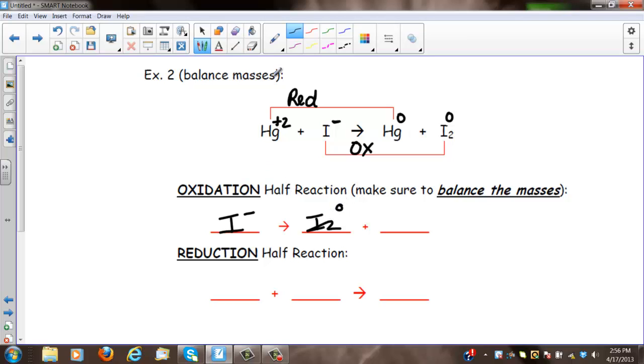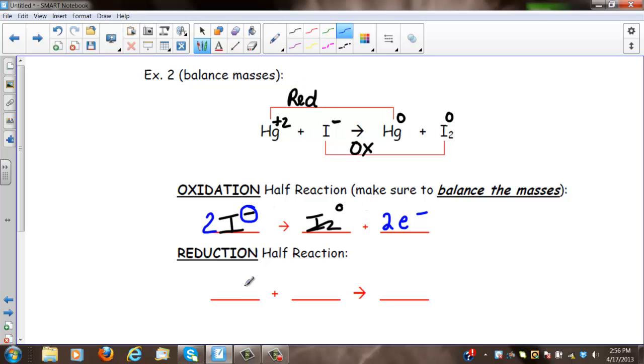The first thing that I must do is balance my mass. So I'm going to put a 2 in front of this. So I have 2 I on the left and 2 I on the right, but a 2 times a negative 1 gives me a net negative 2 on the left. Therefore, I need to add 2 electrons to the right. So I have a net negative 2 on the left and a net negative 2 on the right.